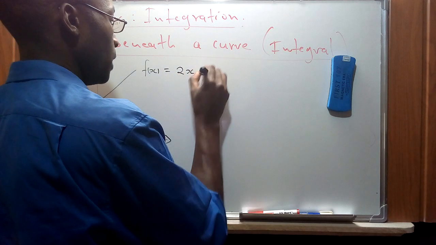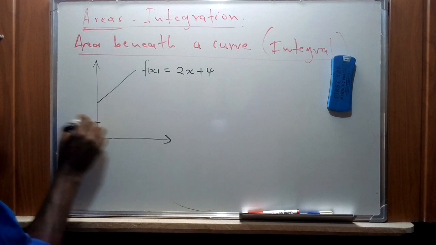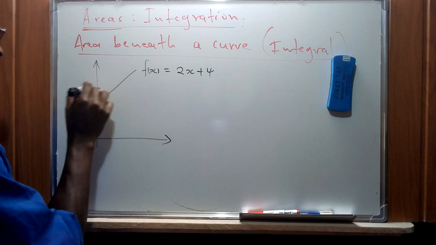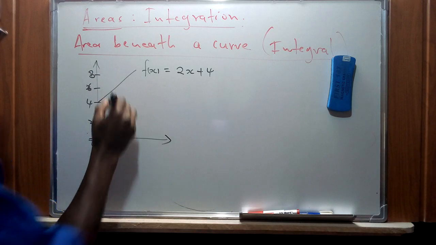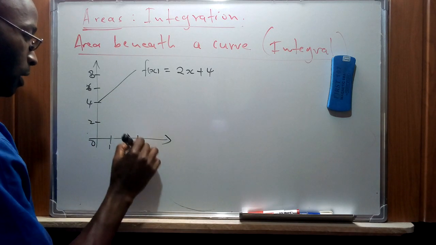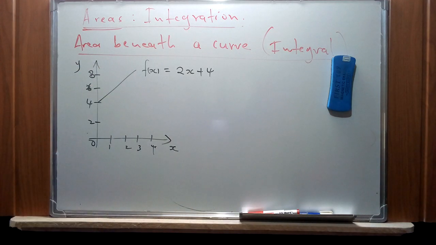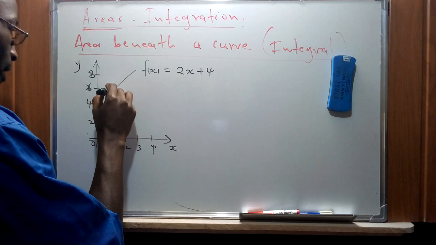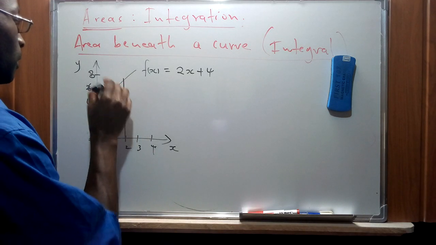which is 2x plus 4. So for this f(x), it is changing by a factor of 2: this is 2, 4, 6, 8. And then we have 1, 2, 3, 4 along the x and y, which give us f(x). So suppose we have an area under the curve that appears like this.